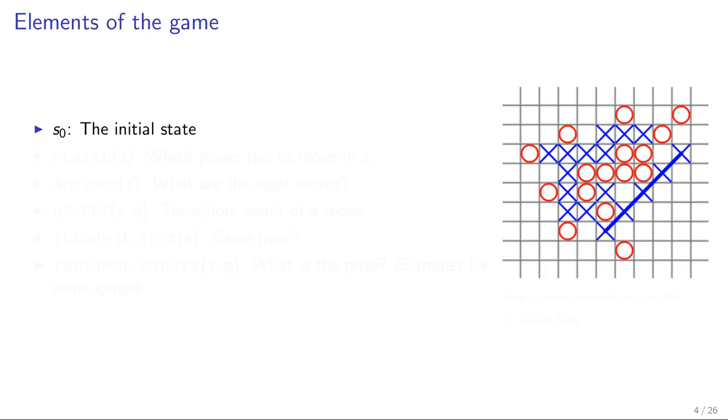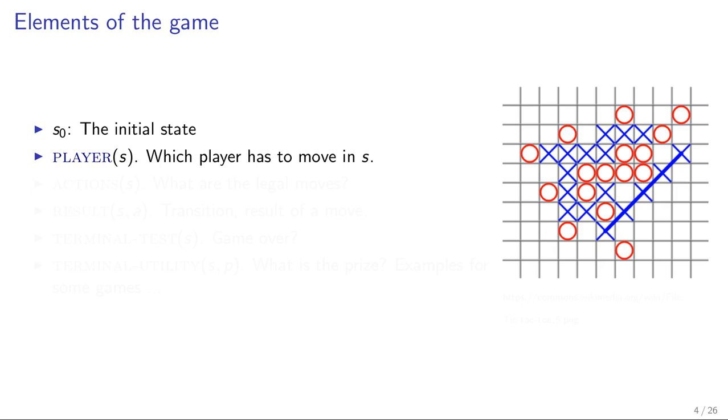Okay, so just like we did with search, the only way forward for us is to formalize the situation. Just like for search, we have some states. So here is tic-tac-toe, one of the easier games. The state would be where the circles and the crosses are. The initial state would be that the board is empty. So we need to define the game as a sort of search problem.